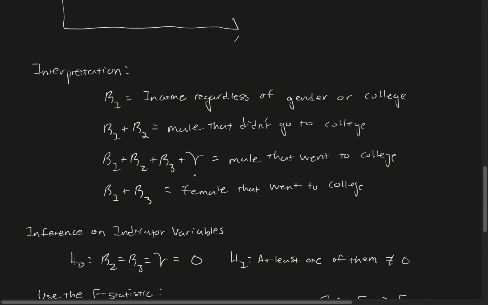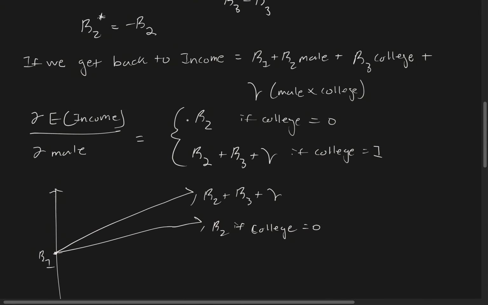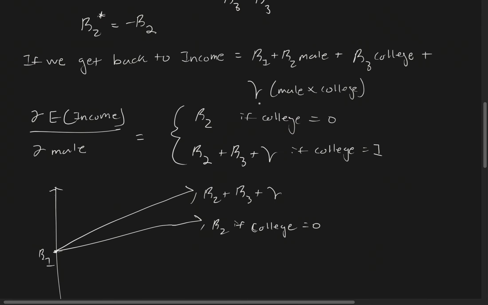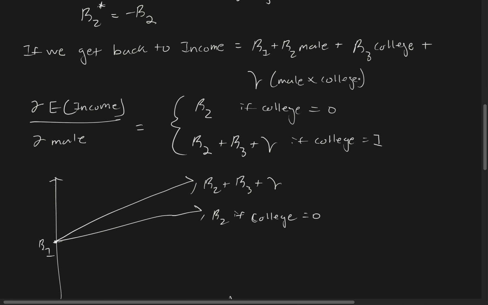And then if the female did not go to college, then they would get the beta 1 right here, and then beta 3 because she went to college.